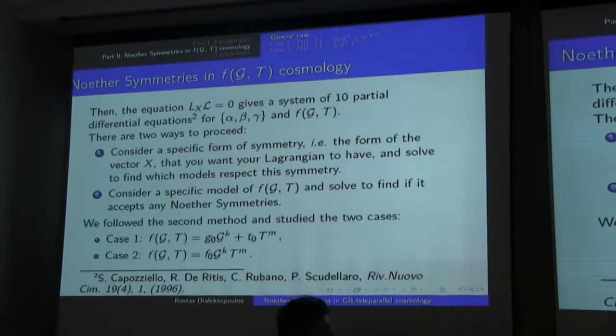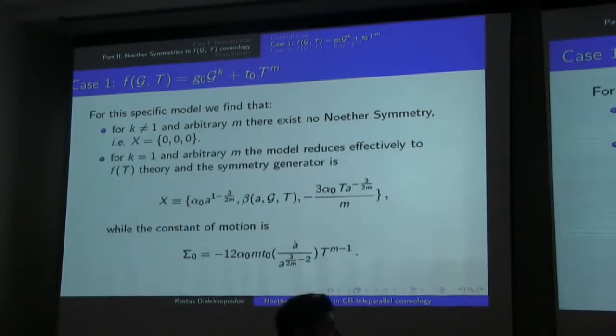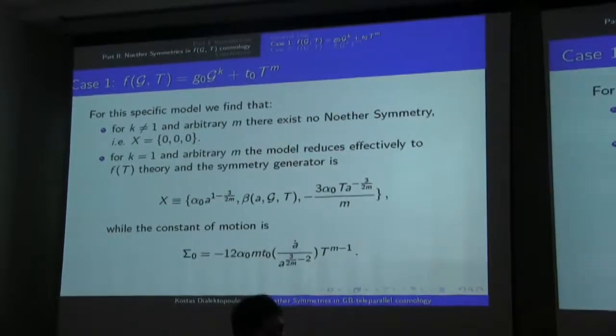What we did is the second, and we studied in fact these specific, not so specific, but a little bit arbitrary models: the sum of the power laws of G and T, and the product of power laws. And very briefly, what we found in the first case, in the sum, for k different than 1 and arbitrary m, is that there is no Noether symmetry, so the theory in fact accepts no symmetry. But for k equal to 1 and arbitrary m, which means that we have a linear term in G, the theory effectively reduces to f of T gravity, because the linear term in G in the four-dimensional action is just an invariant term, and it doesn't dynamically affect the theory. So what we have is in fact the symmetries found before from the f of T theory. So the x vector takes this form, and the constant of motion is this one.